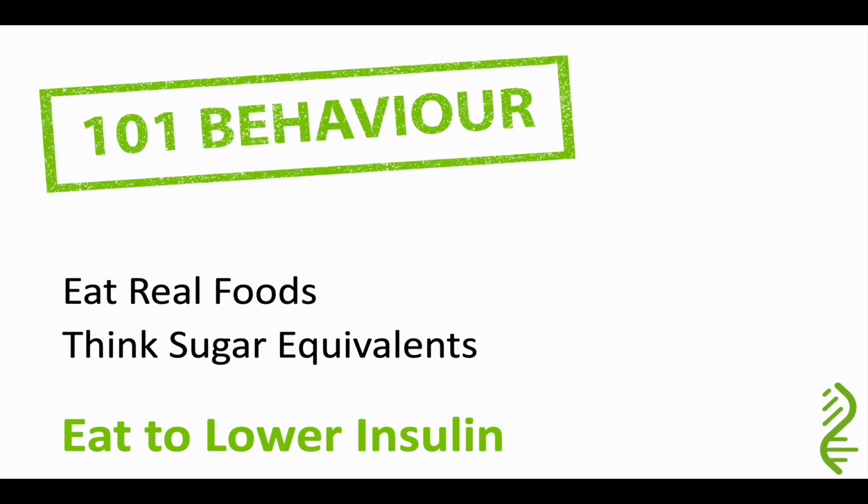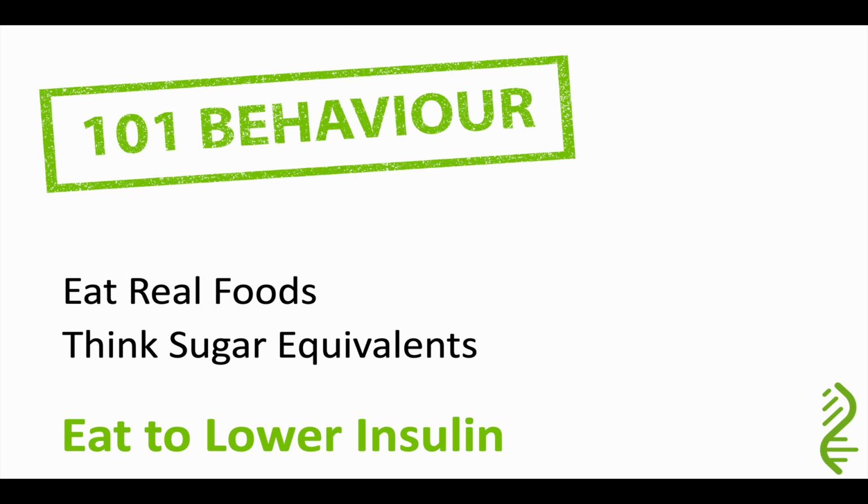Want to leave you with some 101 behaviors. And so the 101 behaviors for eat to lower insulin are: eat real foods. So these are whole foods, right? Whole foods that come in the package they were grown in. So the broccoli is not made in a factory; it's grown. If we're eating meat, we want to eat meat that's been raised in a natural fashion.